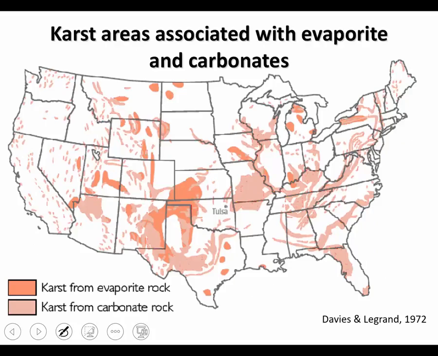In fact, let's look at a somewhat different one. Here we've got a map that shows karst from evaporite rocks, that's these way in here, and karst from carbonate rocks, okay, like the Edwards Plateau. Now, I'm going to come back to notice these areas right here, including near Houston. That's karst from evaporite rocks. What do you suppose that really is?